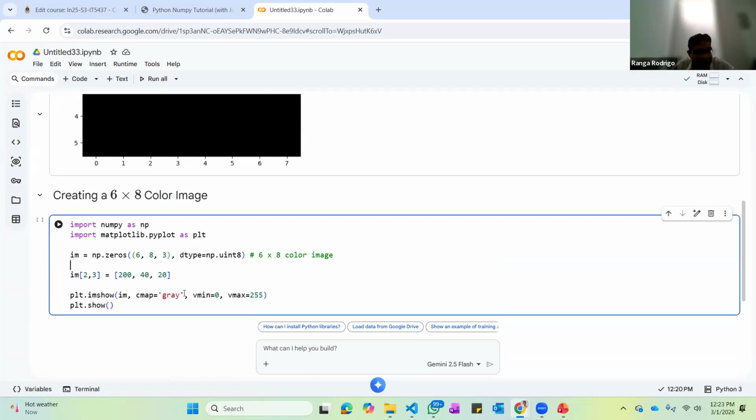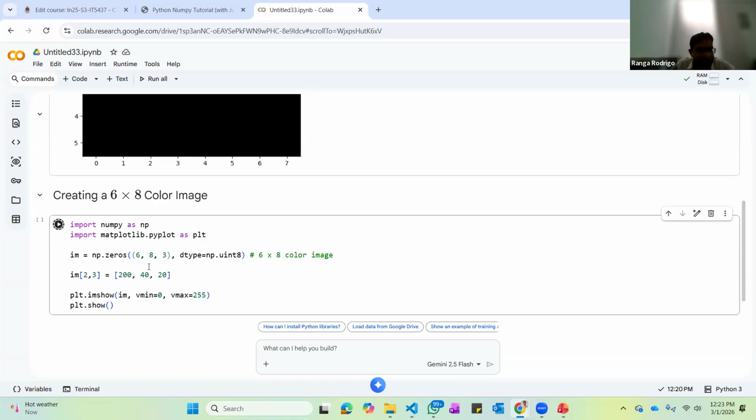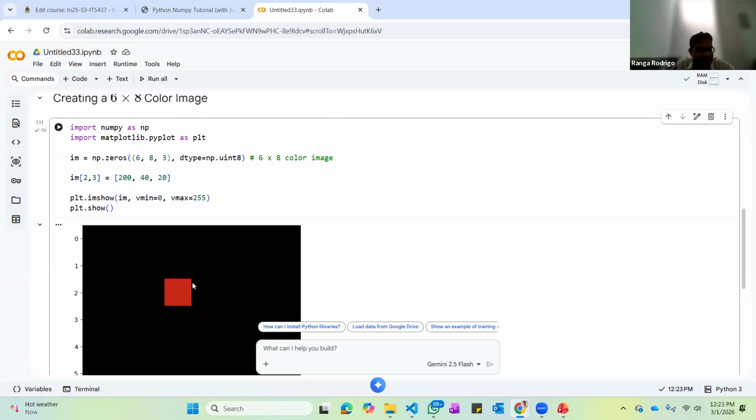Now color map is not gray, and these are not required now. Color map is not gray. I hope it will work. Yeah, so you can see I have some crimson color. So to get pink, I think a little bit of blue is required, right?